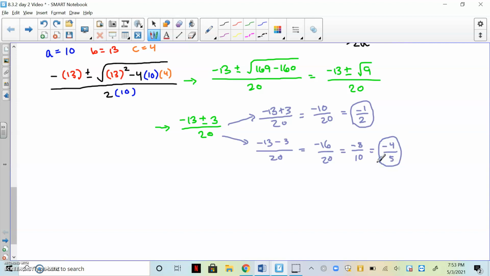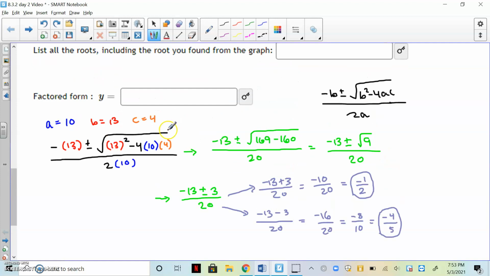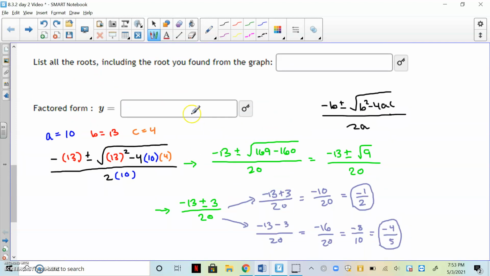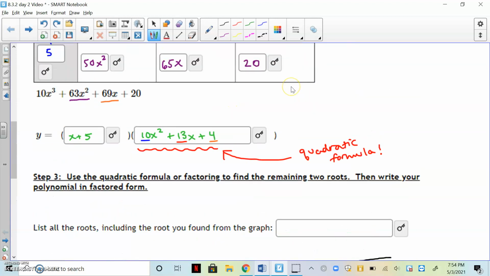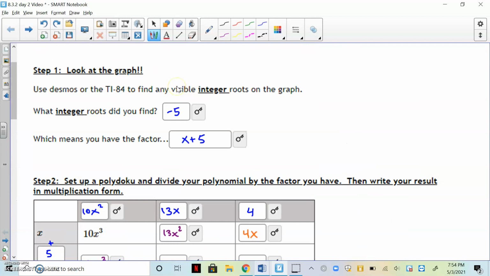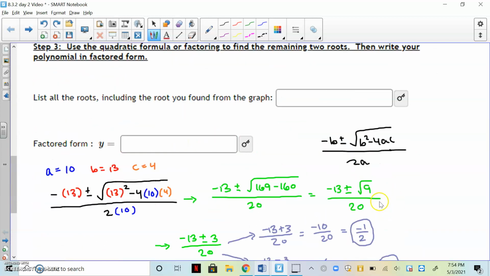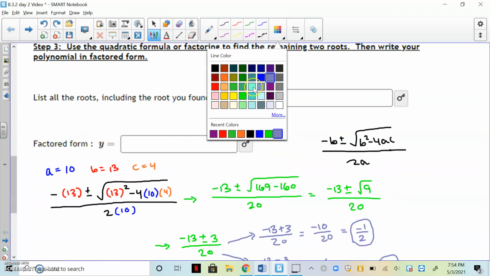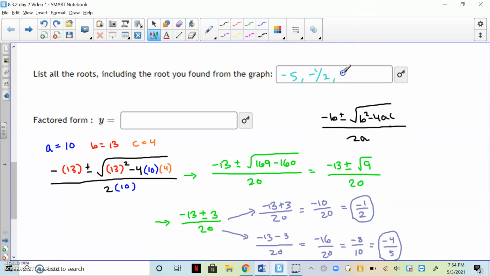Okay, so now I got my other two roots, which means I'm ready to write the rest of the roots and factors. Up here, we want to list all the roots, including the one we got from the graph. From the graph, we had gotten negative 5, and these are my other two roots. So let's do another color. I like this one. So we have negative 5, negative 1/2, and negative 4/5.